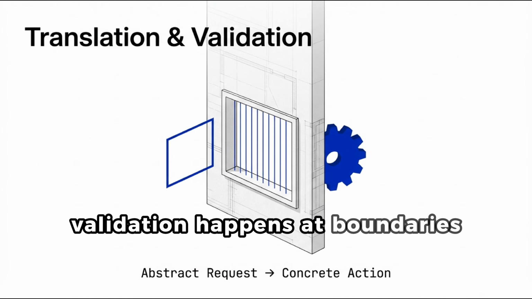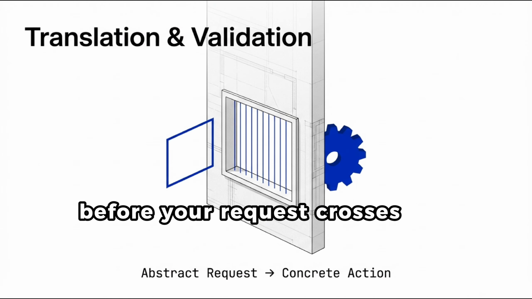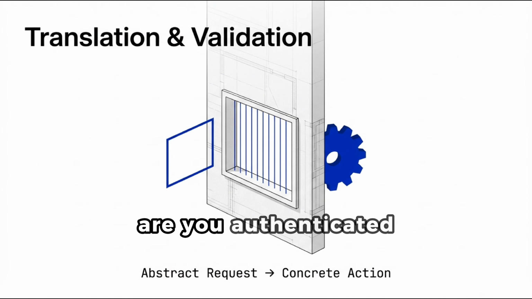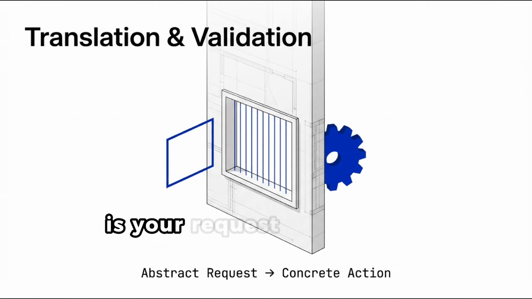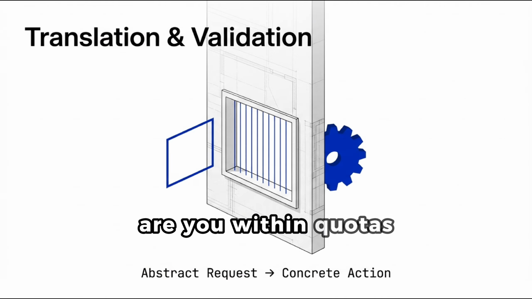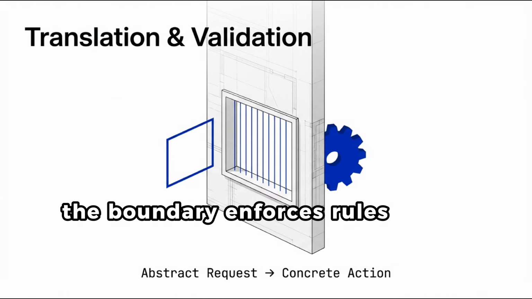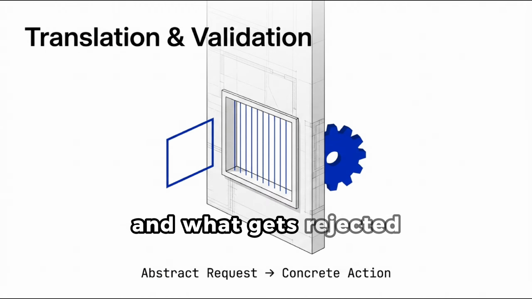Validation happens at boundaries. Before your request crosses, the boundary checks: Are you authenticated? Do you have permission? Is your request well formed? Are you within quotas? The boundary enforces rules about what can cross and what gets rejected.